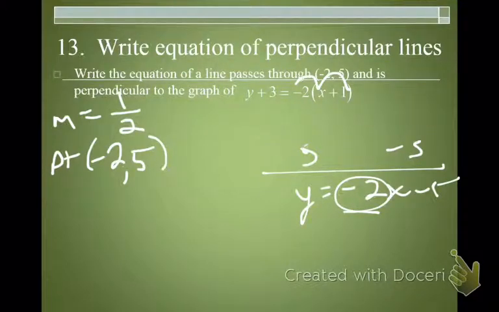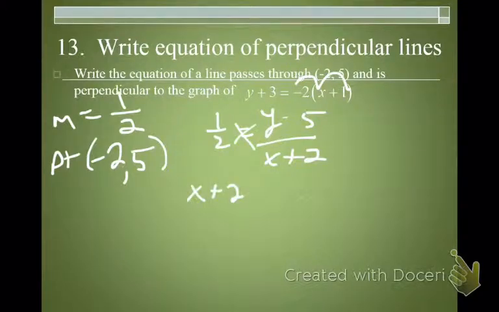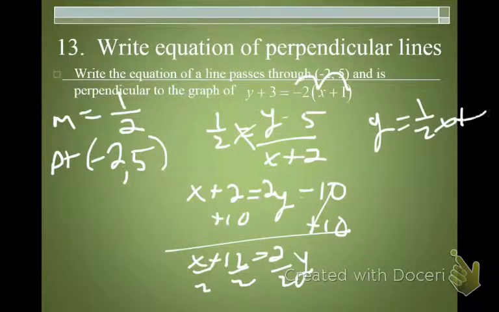Now that I've determined that, I'm going to go through, plug into the slope formula. 1/2 equals y minus 5 over x plus 2. Cross multiply. We get x plus 2 equals 2y minus 10. Add 10, add 10. You get 2y equals x plus 12. Now divide everything by 2, and our equation turns into y equals 1/2 x plus 6.